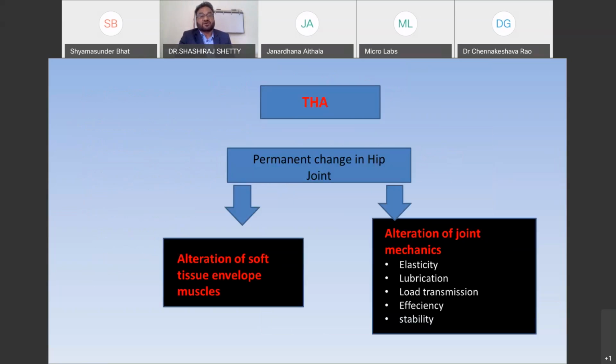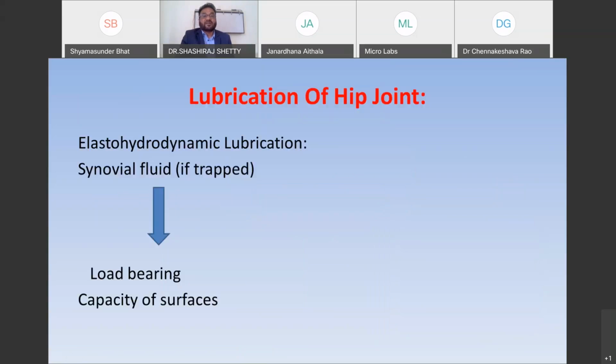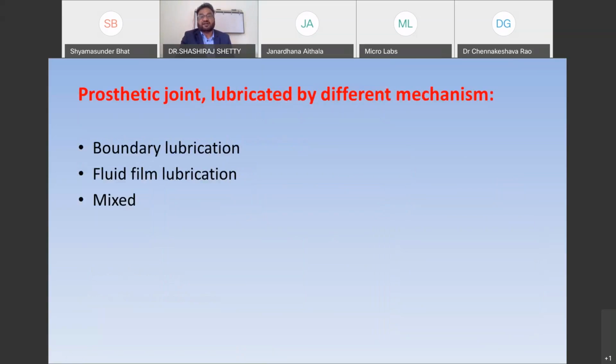Permanent change of the hip joint, the soft tissue envelope and muscles. Alteration in the joint mechanics: elasticity, lubrication, load transmission, efficacy and stability. Lubrication of the hip joint: elasto-hydrodynamic lubrication, synovial fluid. Exactly, it will get trapped. So the synovial fluid is a very good source of load bearing. It increases the capacity of the surfaces. Prosthetic joints are lubricated by different mechanisms, either boundary lubrication, fluid film lubrication, or a mixed type.